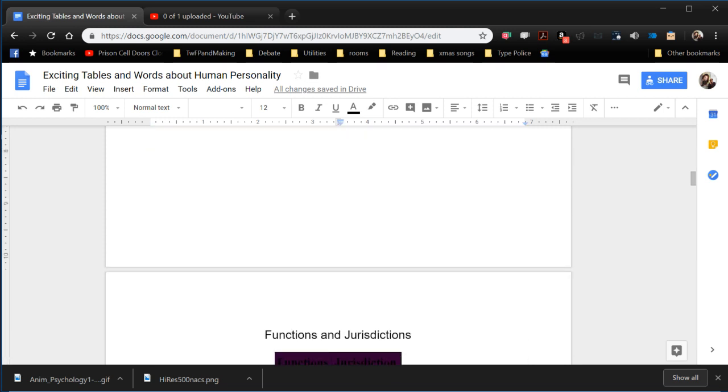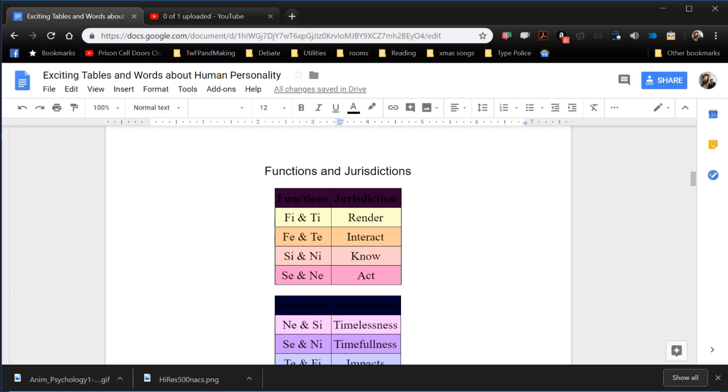So, okay, functions and jurisdictions. FI and TI render decisions, basically. FE and TE interact, SI and NI know, and SE and NE judge. You could say render is judge. I mean, SE and NE act. You could say this one is judge, too.